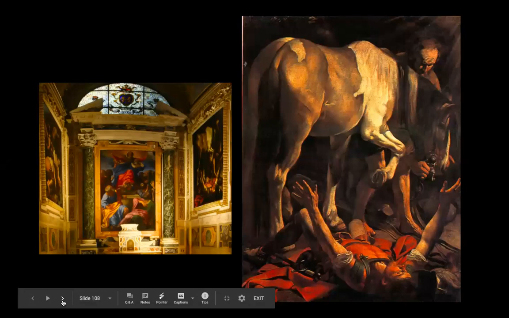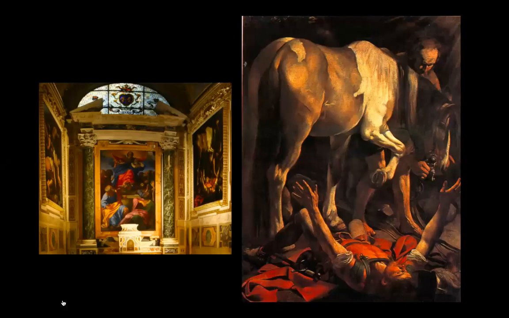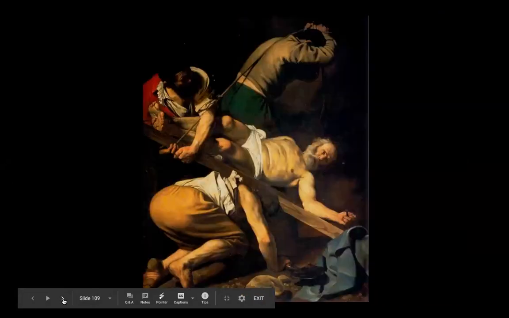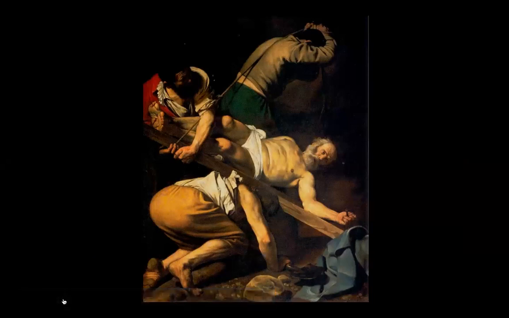Right? So this is in a chapel in Rome. And so there's three famous Caravaggios here. The two most famous are on the side. This is the conversion scene, and then here is the crucifixion of St. Peter's, right? And St. Peter was crucified as well, like Jesus, but he didn't want to be crucified in the same fashion, so he was crucified upside down.